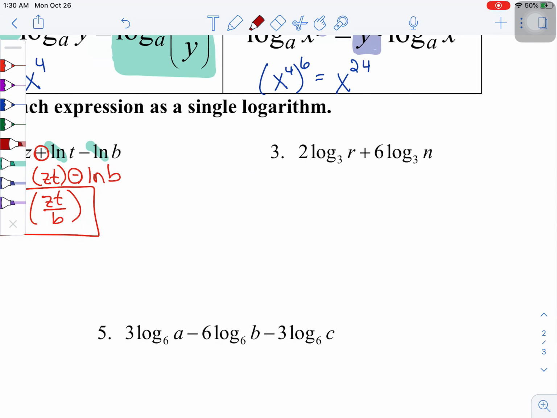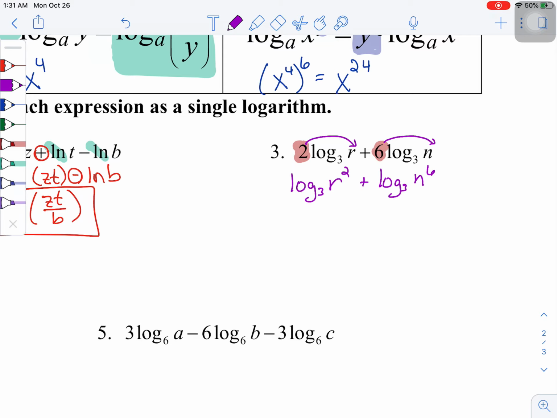All right, problem number 3. Now I've got a couple things going on here. We have a 2 in front of the first logarithm. We have a 6 in front of the second logarithm. So the first thing I actually want to do is fly those up as exponents. All right, so this 2 is going to become an exponent on r. This 6 is going to become an exponent on n. So log base 3 of r squared plus log base 3 of n to the 6th.